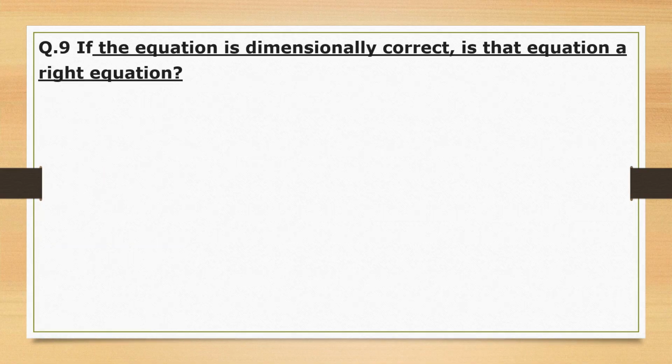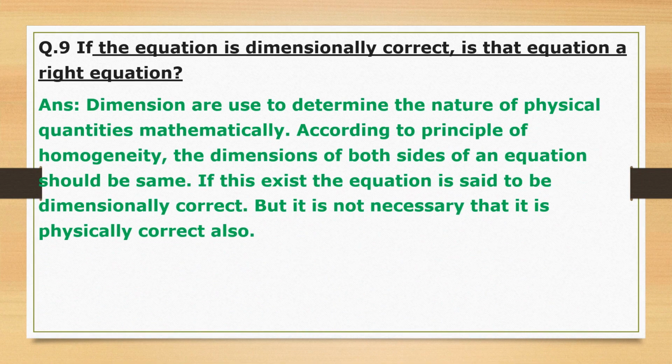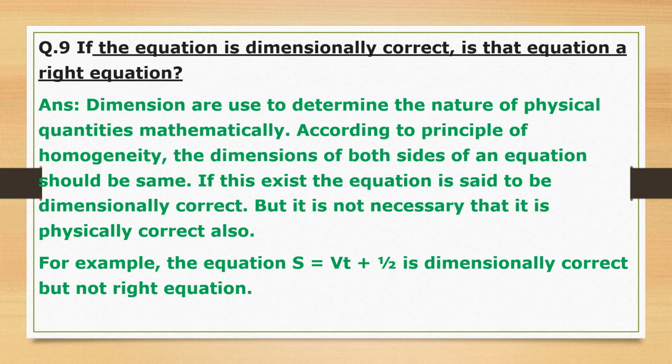Question number 9. If an equation is dimensionally correct, is that equation a right equation? Answer. The dimensions are used to determine the nature of a physical quantity mathematically. According to the principle of homogeneity, the dimensions of both sides of an equation should be the same. If this holds, the equation is said to be dimensionally correct, but it is not necessary that it is a physically correct equation. For example, the equation S is equal to Vt plus half is dimensionally correct, but we know that it is not a physically right equation.